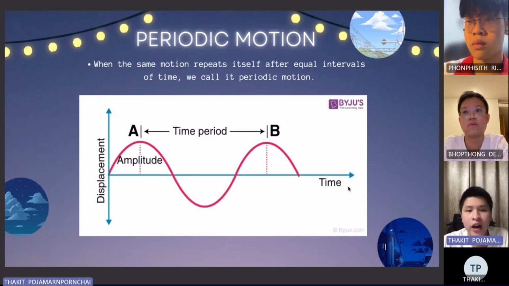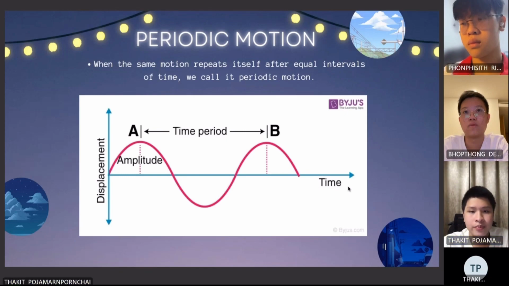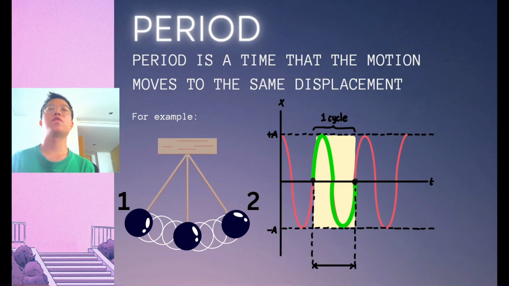And periodic motion is when the same motion repeats itself after equal intervals of time. We can call it periodic motion. In physics terms, it means the repetition of the same motion in the same amount of time. The next one is period. Period is the time that the motion takes to return to the same displacement.